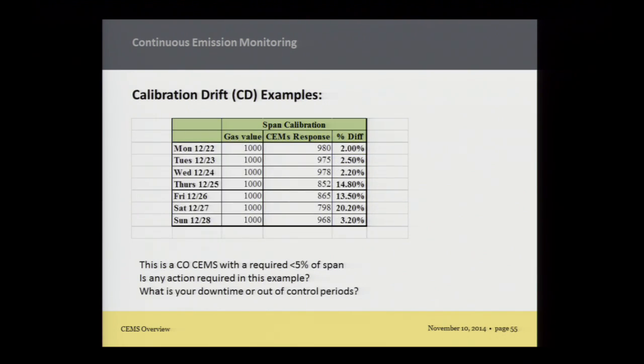All right, so we're looking at a CO CEMS. And now I've got 5% of span, less than 5%. So is there any action required in this example? It's Christmas holidays. Come on, there's nothing to happen. That's right. So Saturday, ooh, I'm a 4 times. You're at 4 times on Saturday, you get progressive. Yeah, it started on Christmas Day. I don't have to go to work on Christmas Day.